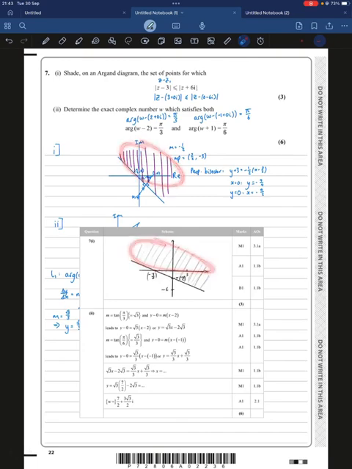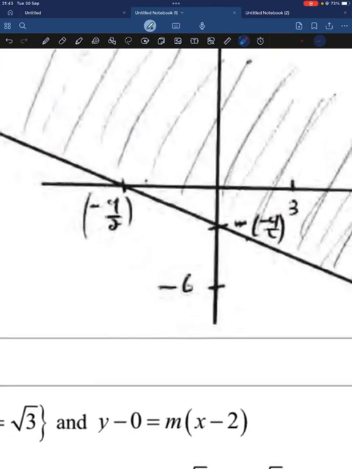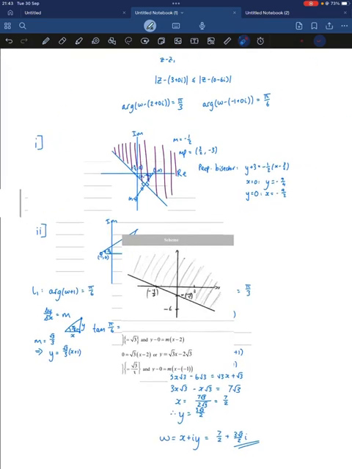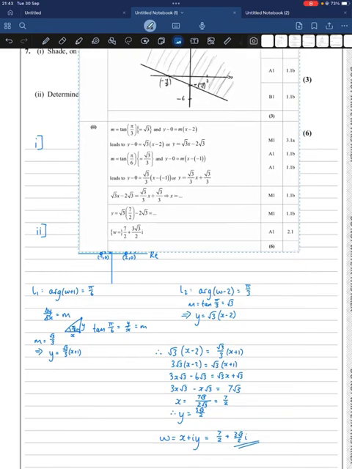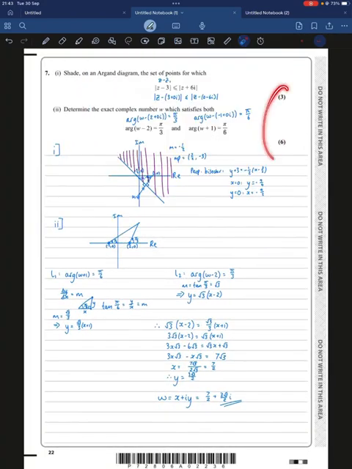So all of this was shaded. This is -9/2, and that's -9/4, I'm guessing, which is what we had over here. Yeah, -6 and 3. Perpendicular bisector, all of the shaded region, so that's correct. And then part B, 7/2 plus 3√3/2 i. So that's also correct. So, 9 marks.